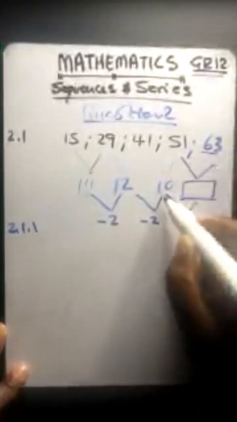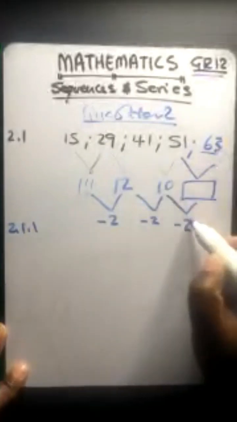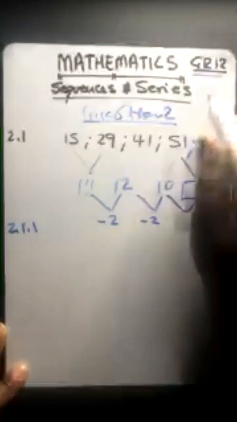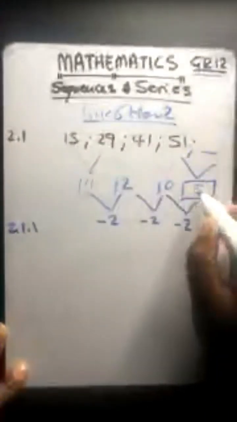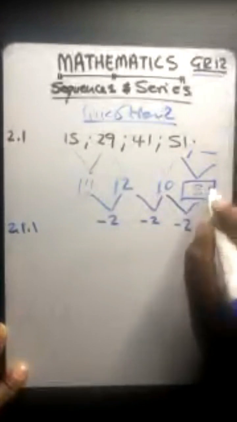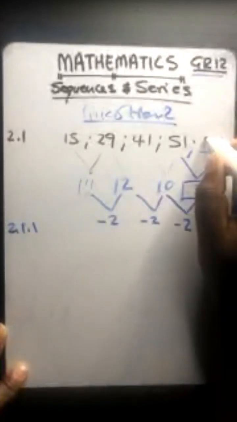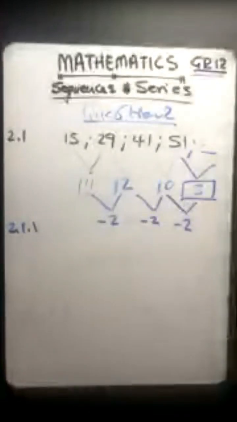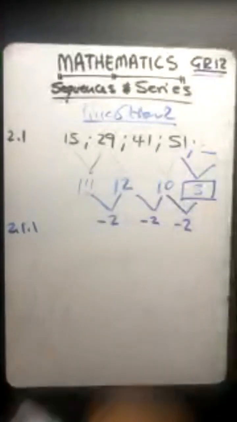So this negative actually affects that number. So that means it is 10 plus negative 2, which is what? It's going to be 8. So now it also affects that, which means it's 51 plus 8. I think it's 59. Is it not 59? Yes, I think it has to be 59.